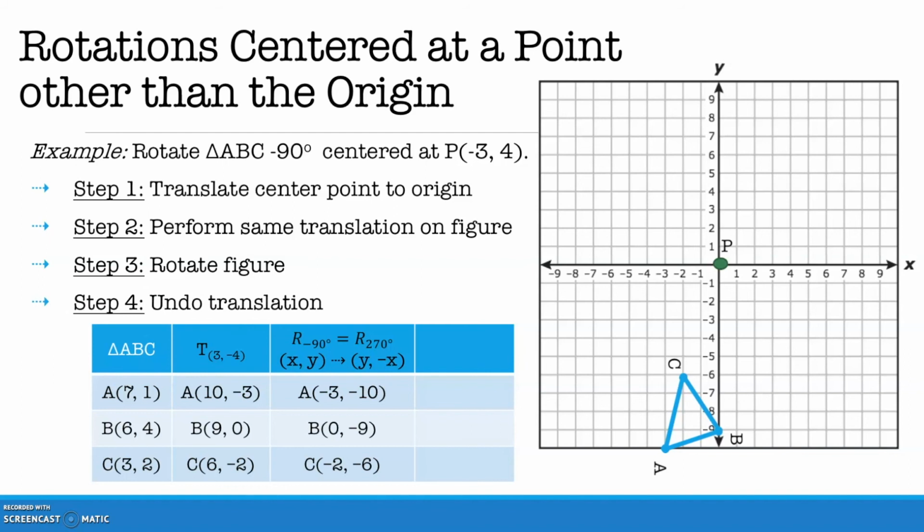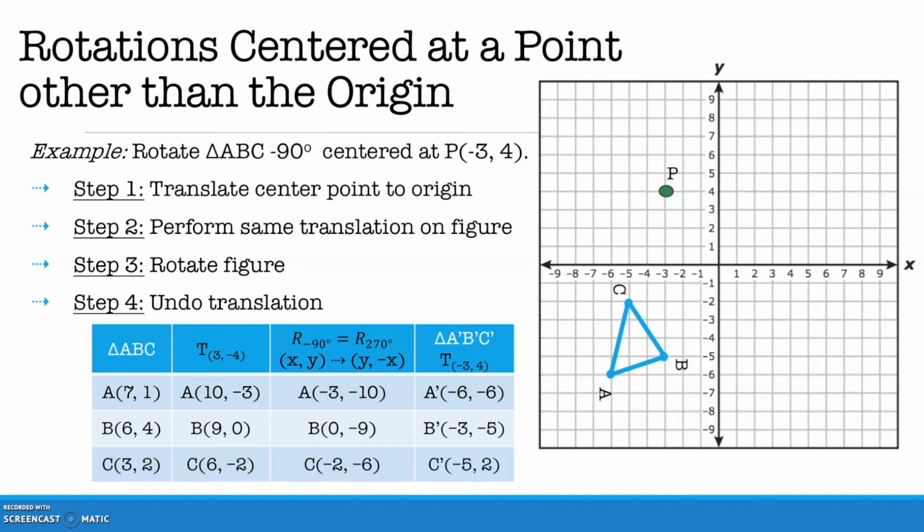Our last step here is to undo the original translation. So because our original translation was 3 units to the right and 4 units down, we are now going to move the image 3 units left and 4 units up. This will now give us our new coordinate points of A prime being negative 6, negative 6, B prime being negative 3, negative 5, and C prime negative 5, 2. Here would be the image of both our original and prime image on the graph.